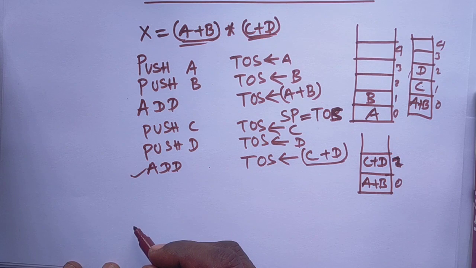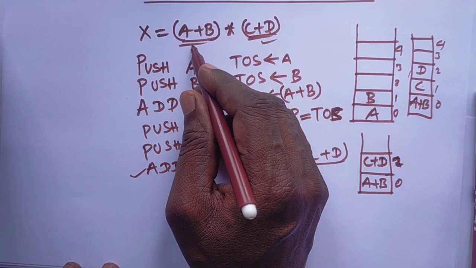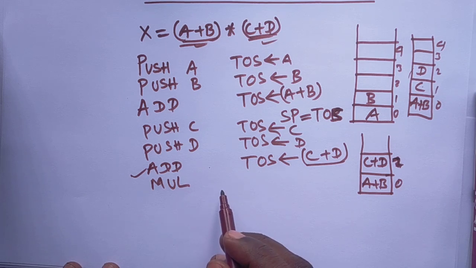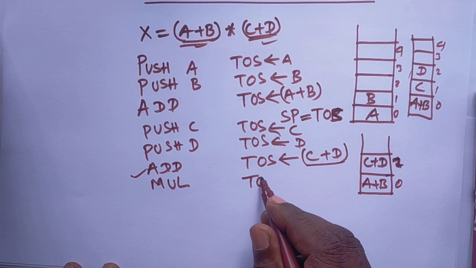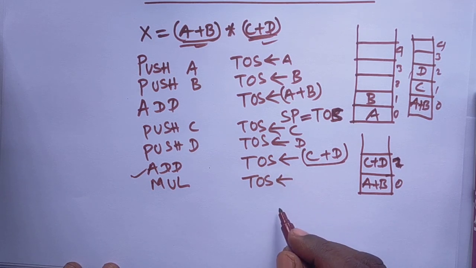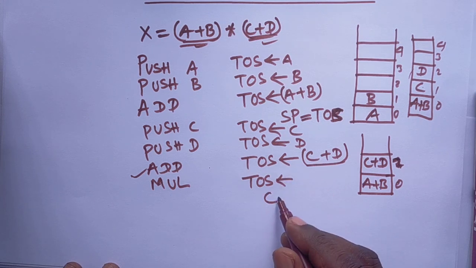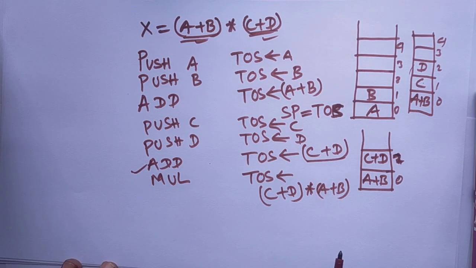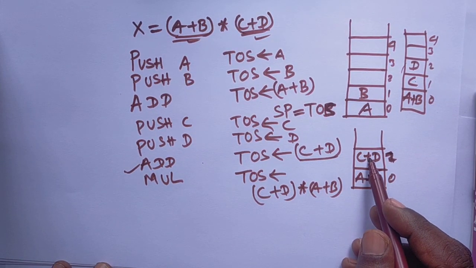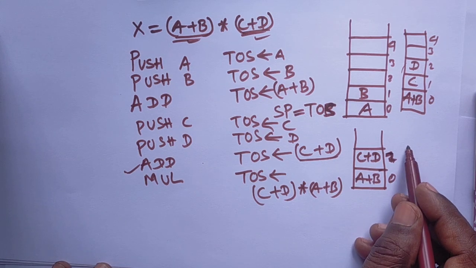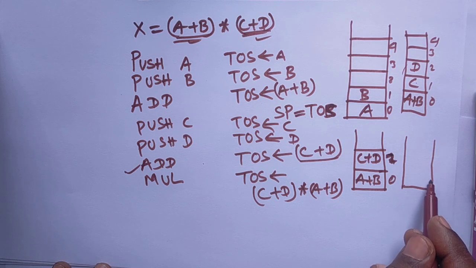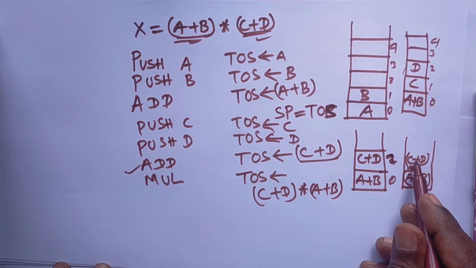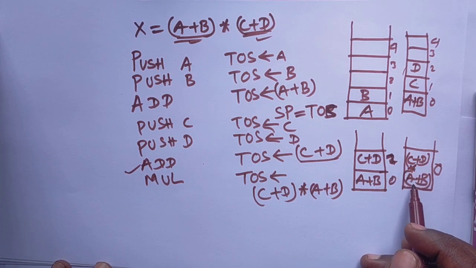Then we go through multiplication, because the last addition is already over. Next is multiplication. When you multiply, there is no need to write any kind of operand. The top of the stack initially had c plus d and a plus b, and they need to be multiplied, very simple. Both are multiplied, c plus d into a plus b, and stored in position 0.